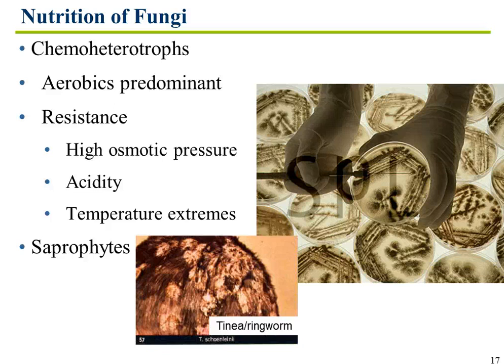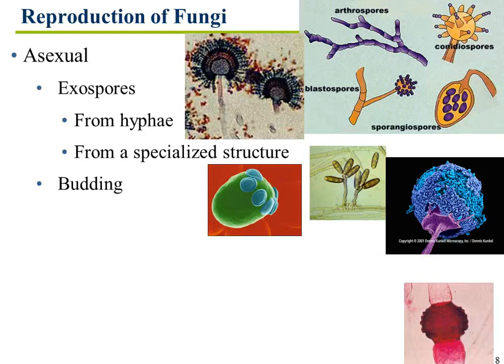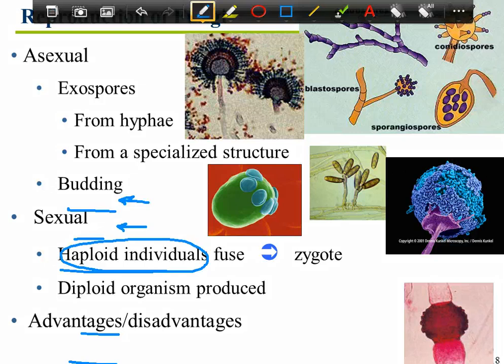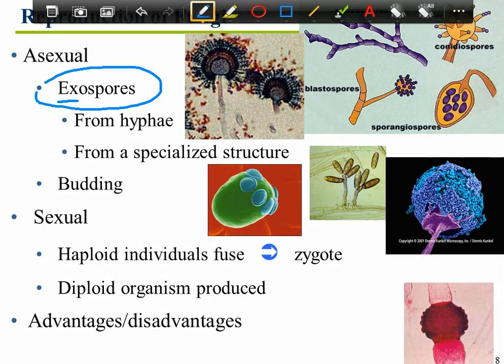They're important as decayers. They decay wood, they decay trees, they decay your lemons, they decay everything. The name for that is a saprophyte. And again, another view of ringworm of the scalp right there. So they can do things asexually and sexually. Most of the time, they make asexual spores called exospores. Do not confuse those with endospores. Totally different. Totally.